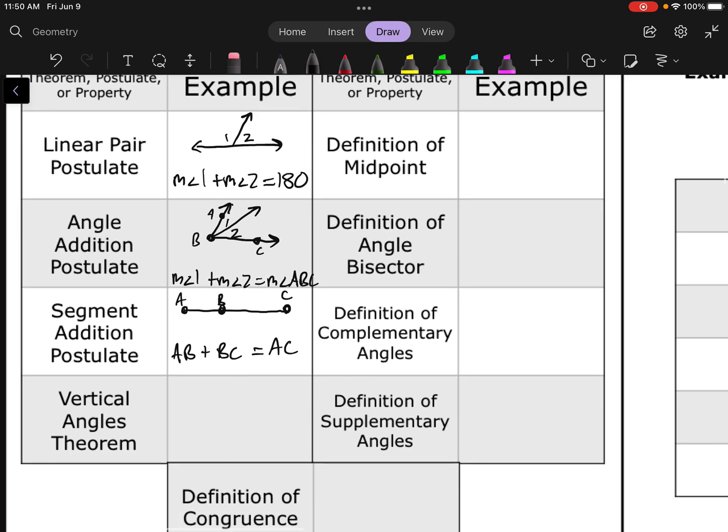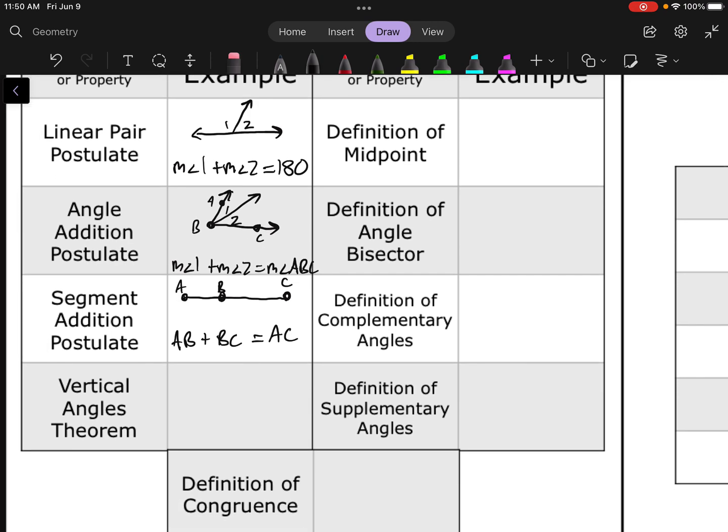Next up, we got the vertical angles theorem. Vertical angles theorem, I drew that too big. Let me try that one more time. The vertical angles theorem says that if you got two vertical angles, so vertical angles formed by those intersecting lines there, then they must be congruent. Angle 1 must be congruent to angle 2.